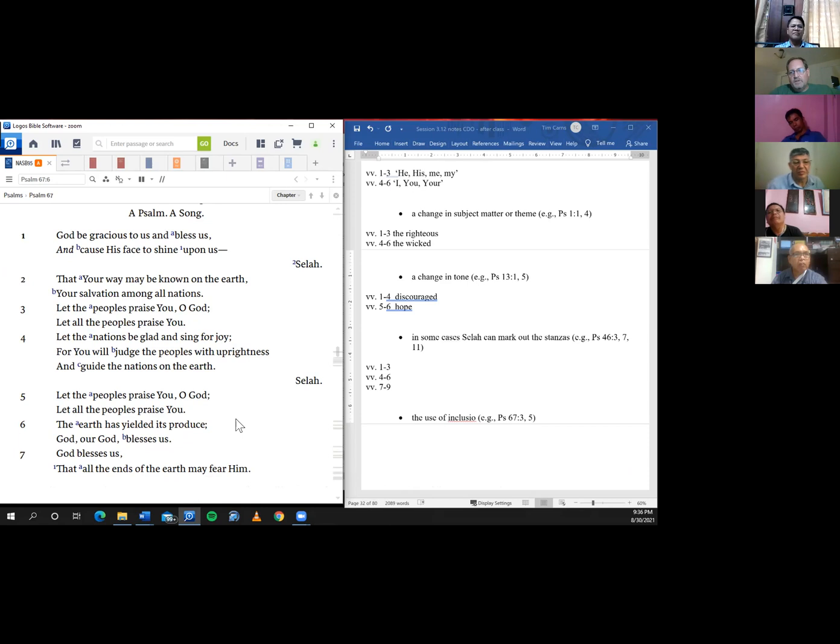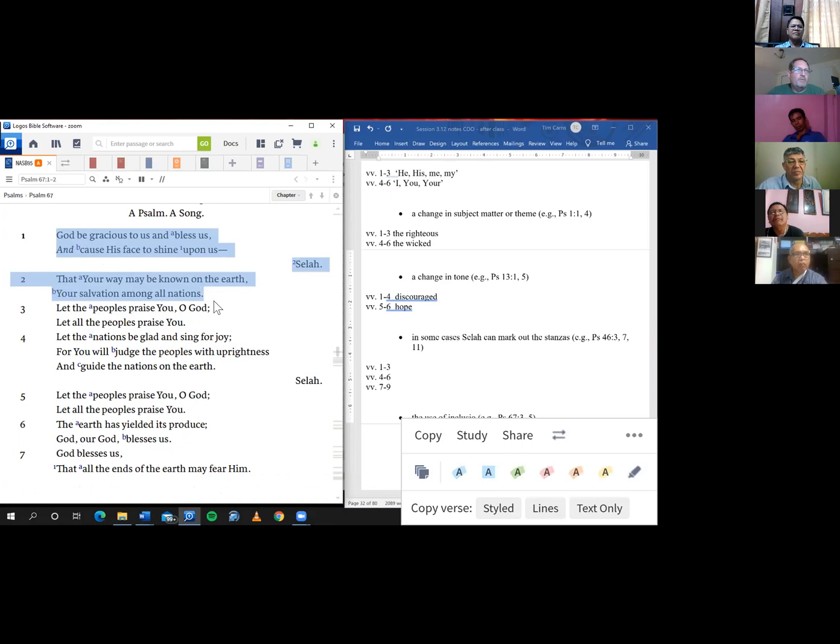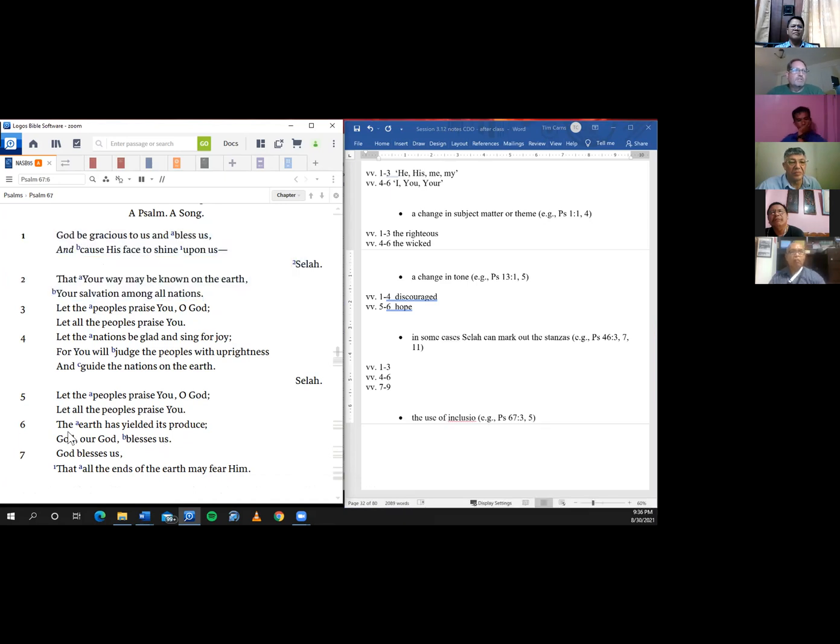I think it's an inclusio because notice this idea. Verses 1 and 2: God be gracious, that your way be made known to us. Verses 6 and 7: the earth has yielded its produce, God, our God, blesses us. So the focus here is on God and God blessing us. But notice verses 3 to 5, the focus is a call for the peoples to praise him.